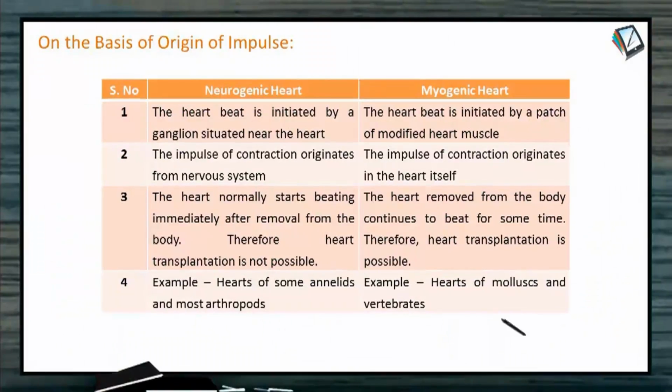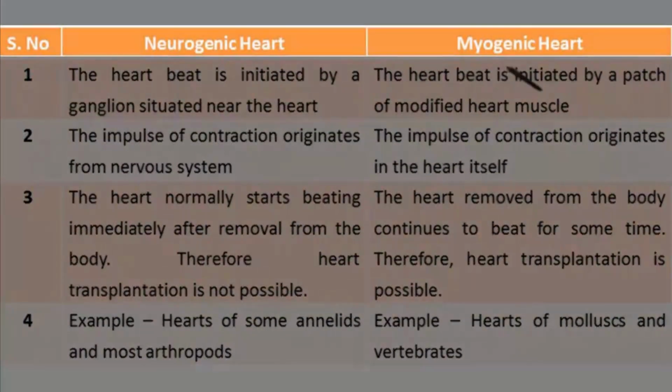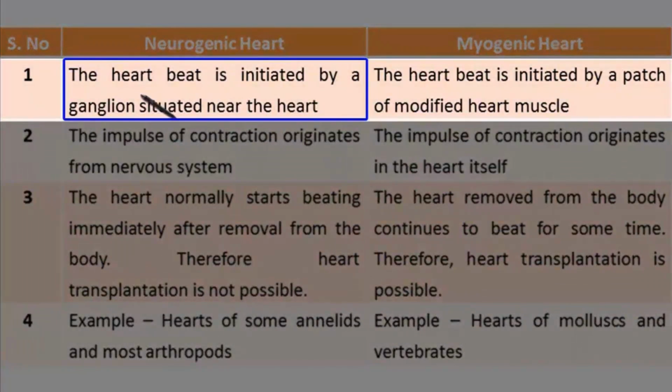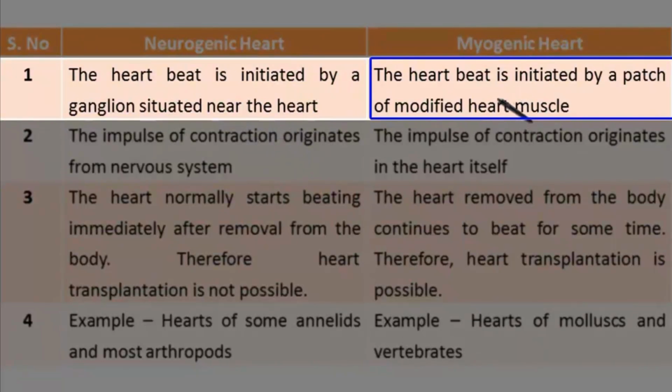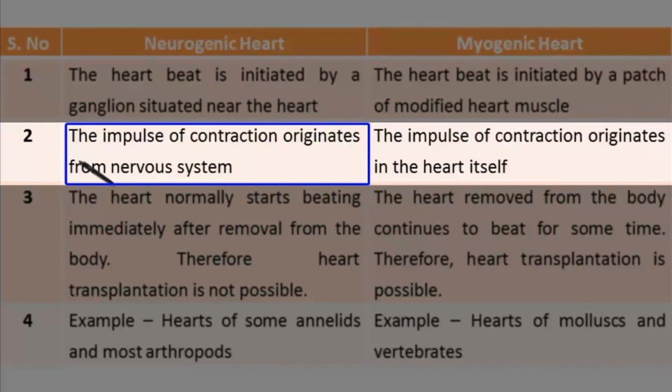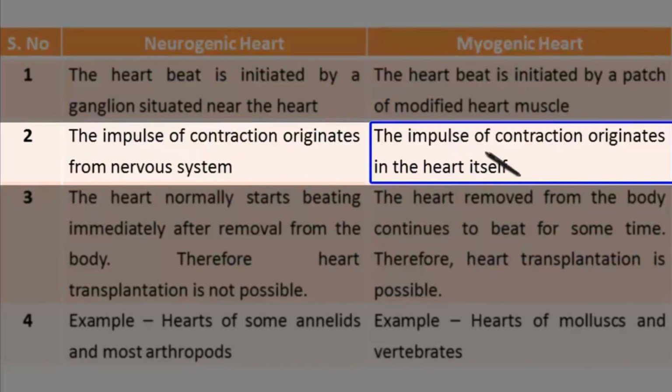We can classify the heart on the basis of origin of impulse also. Based on this, we can divide this into neurogenic heart and myogenic heart. Let us see the difference between these two. In neurogenic heart, the heartbeat is initiated by a ganglion situated near the heart. Whereas in myogenic heart, heartbeat is initiated by a patch of modified muscles. They are called pacemakers. Number 2, in neurogenic heart the impulse of contraction originates from the nervous system. And here the impulse of contraction originates in the heart itself.